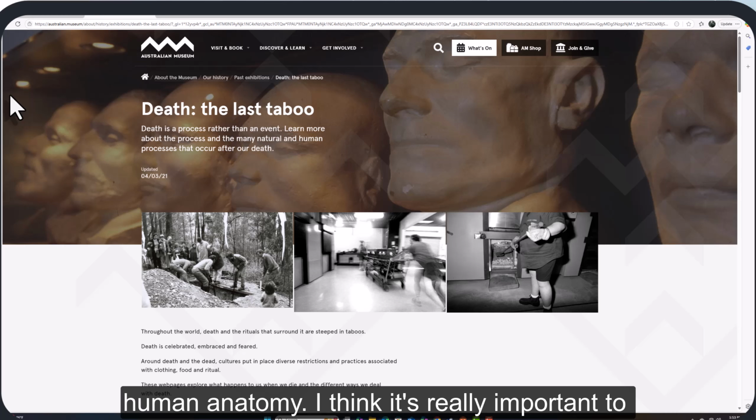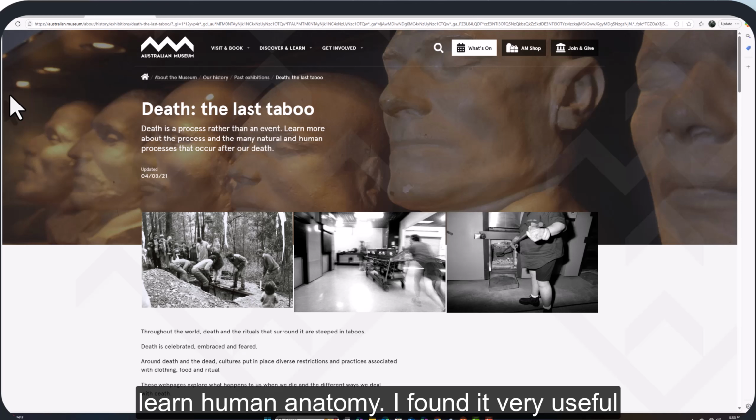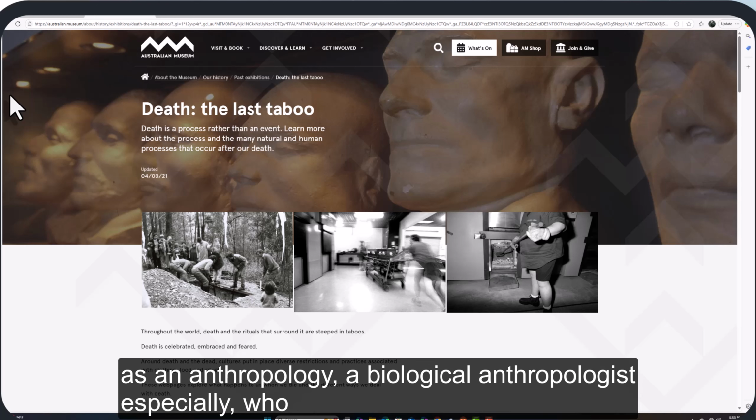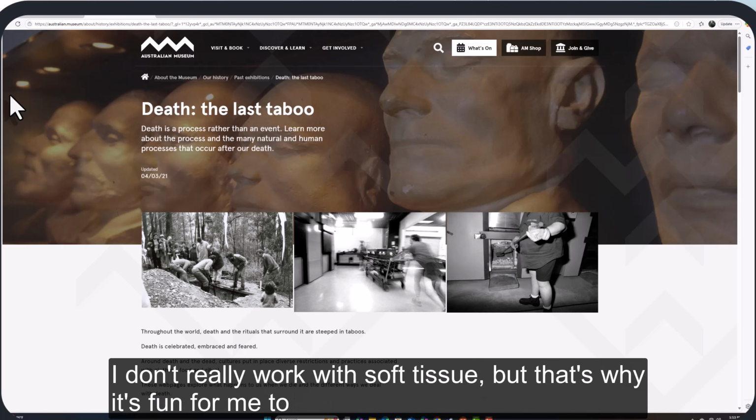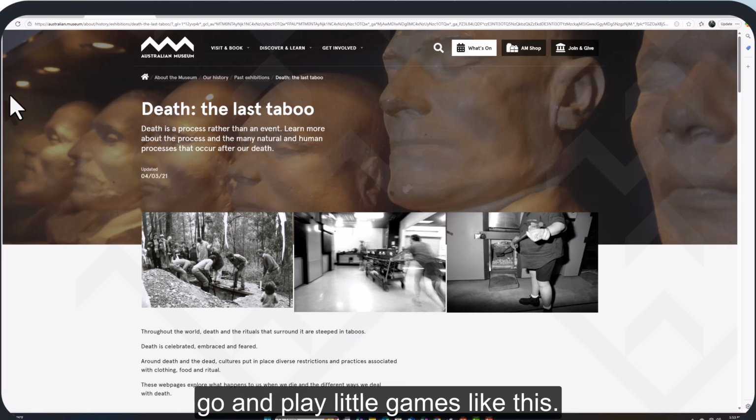I think it's really important to learn human anatomy. I found it very useful as an anthropologist, a biological anthropologist especially, who works with human remains. Obviously, I don't really work with soft tissue, but that's why it's fun for me to go and play little games like this. But yeah, I had fun.